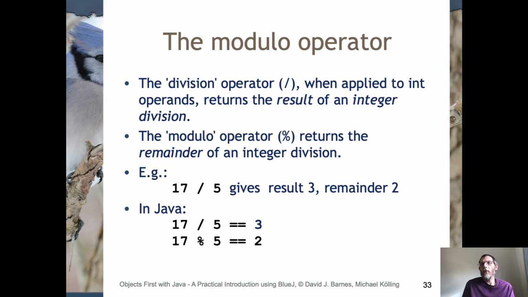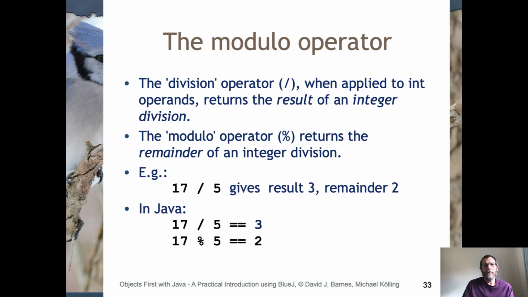Now sometimes what we're actually interested in is the remainder rather than the result of the division. And if we're interested in the remainder, then we can use the modulo operator. That says what value would be left if we were to perform the division between its two operands. So in this case, 17 modulo 5 gives the result of 2, because 2 is left over once we've taken out a whole number of 5s from 17.